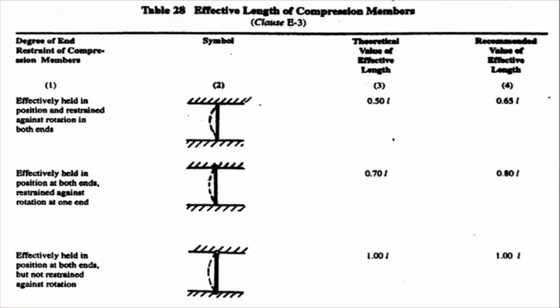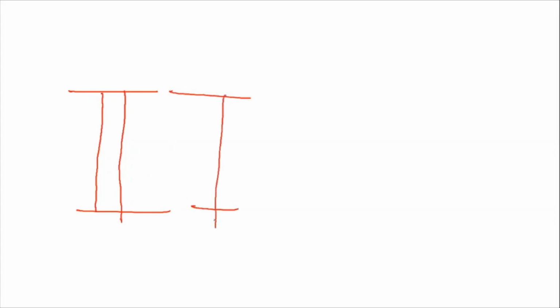So the next one is annexure E. This annexure E is related to the effective length of the compression member. Basically, suppose you take two floors like this, and there exists a column like this. The total length of the column is called the unsupported length.